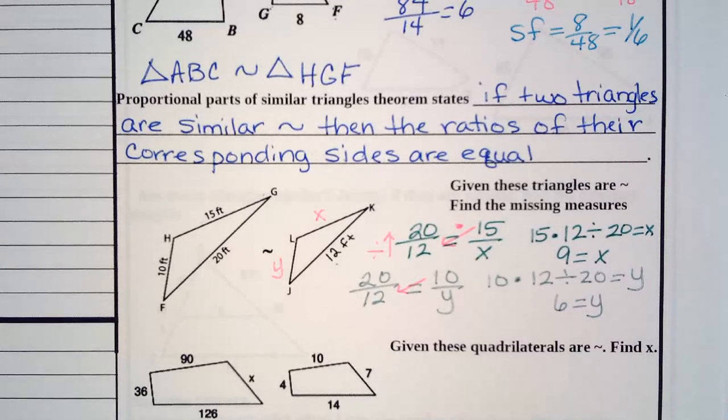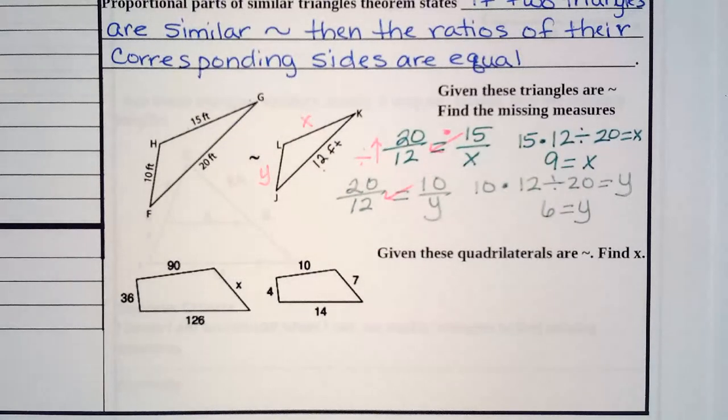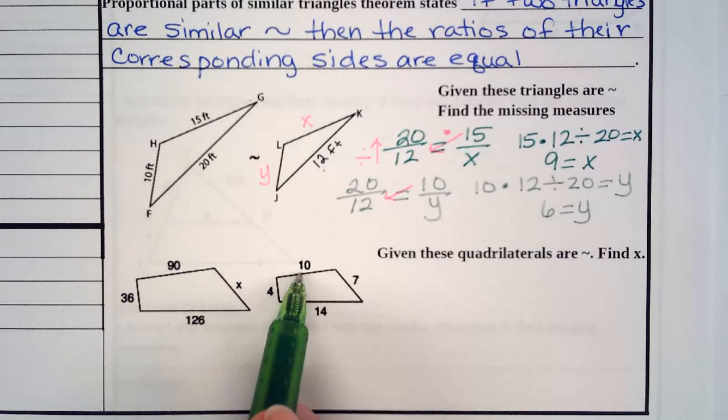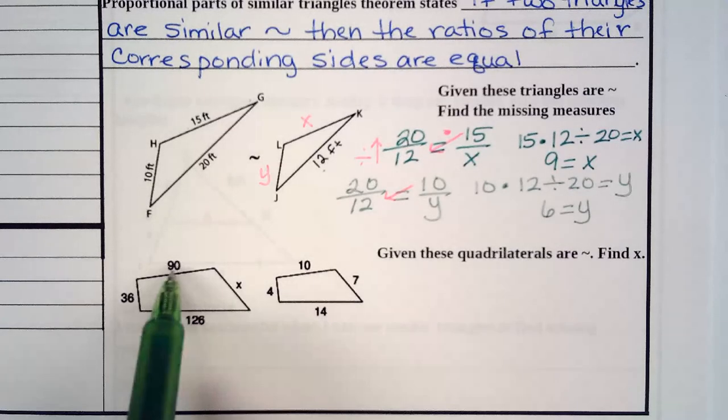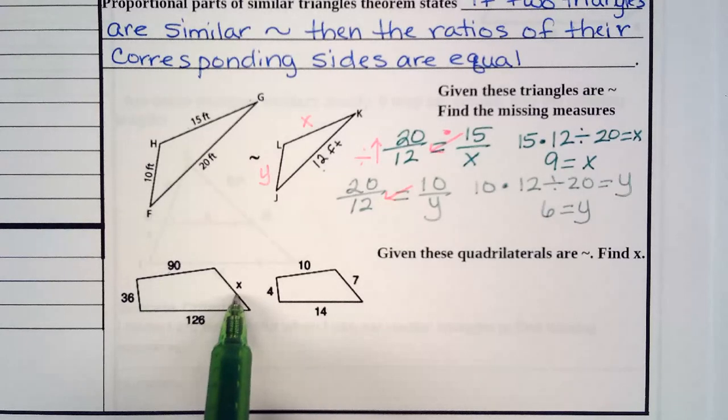Okay, so for the next one, these quadrilaterals are similar. Find X. So if you're looking at this, the easiest one to probably look at is 90 over 10. That means I'm dividing by 9 to get that, or multiplying by 1 over 9. 10 times what gives me 90? 10 times 9. 7 times what will give me X?